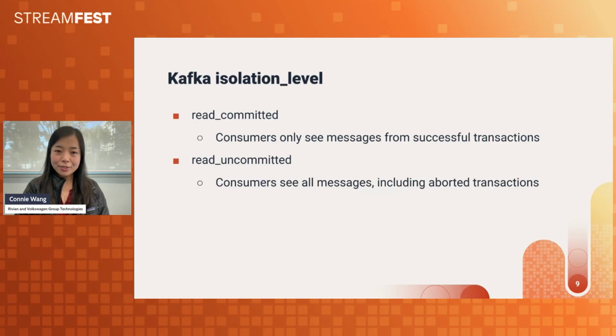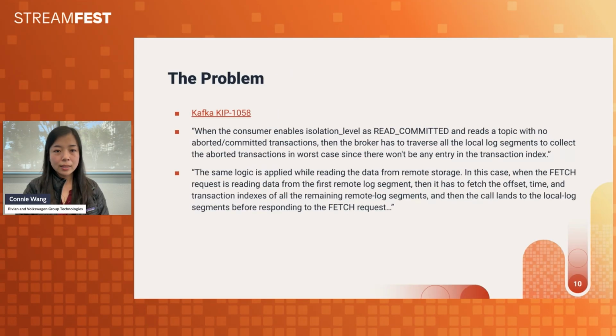We're currently not using any transactions in any of the Rivian topics, but this is where our problem originated. The specific issue is in open source Kafka's tiered storage implementation. So there is an open KIP for this, KIP 1058, and these are the relevant excerpts.